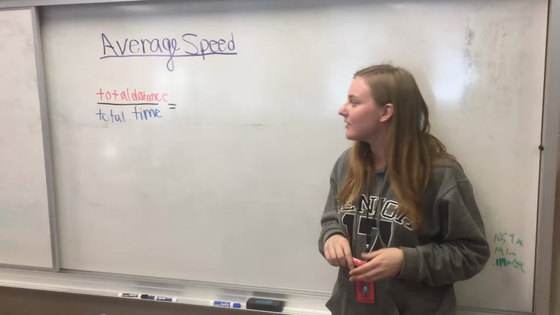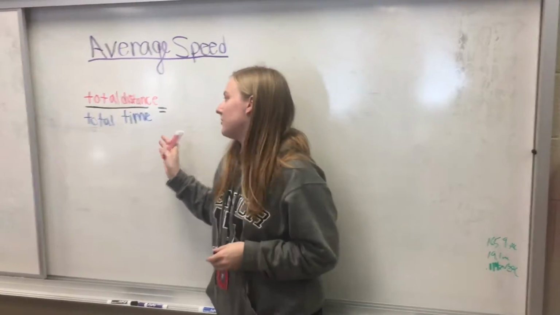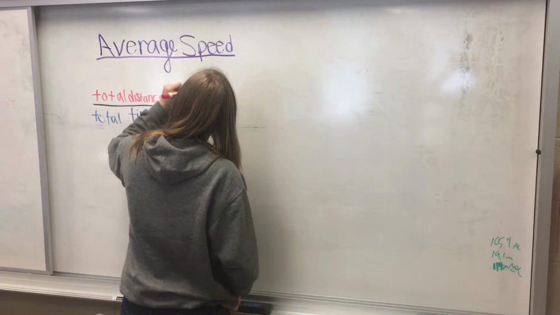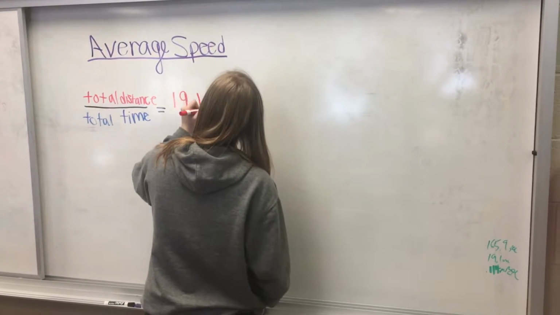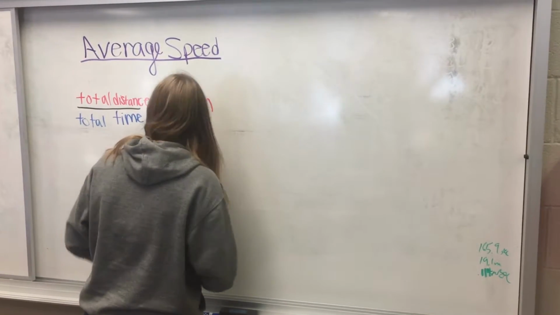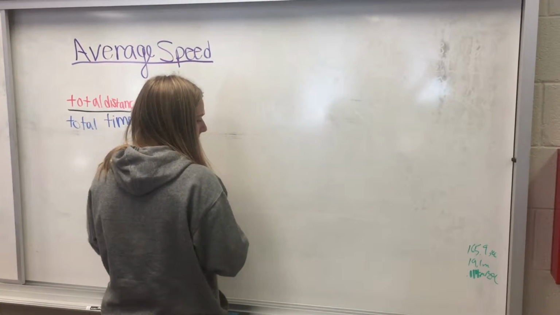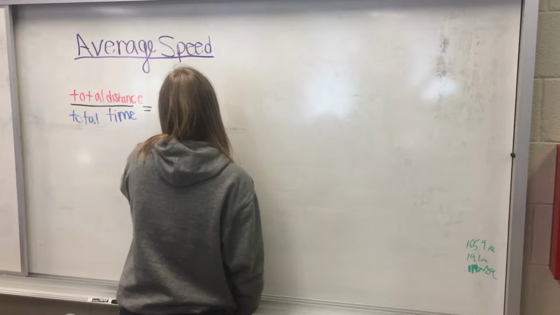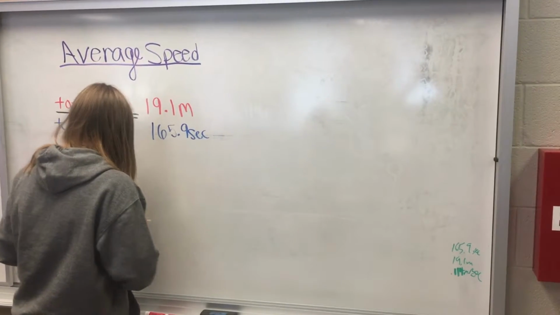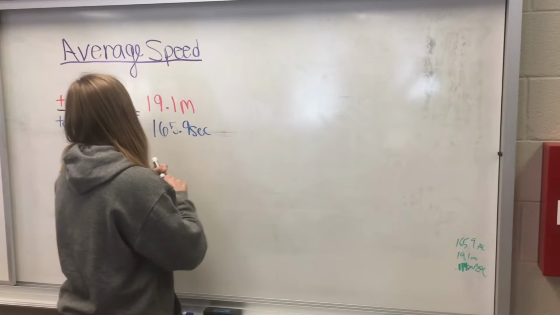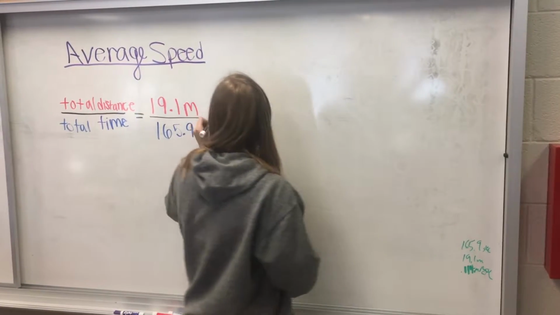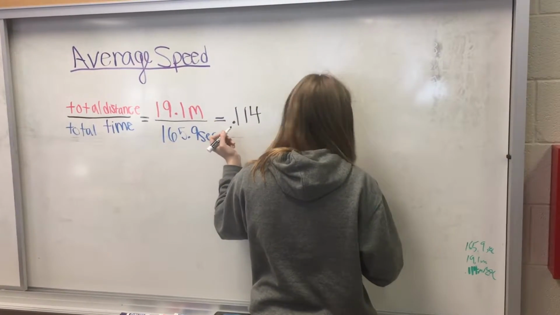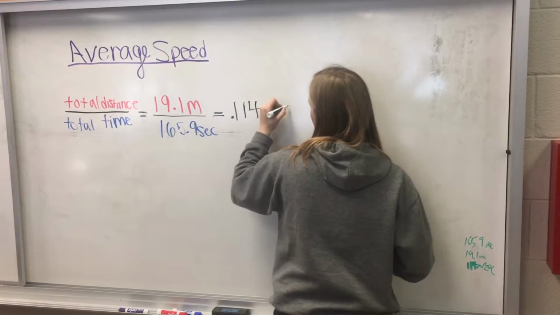Next, we had to find the average speed, which is the total distance divided by the total time. The total distance we found to be 19.1 meters, and the total time we found to be 165.9 seconds. Once it was divided, our final answer was 0.114 meters per second.